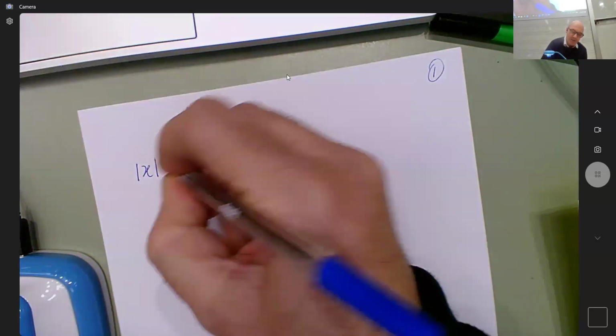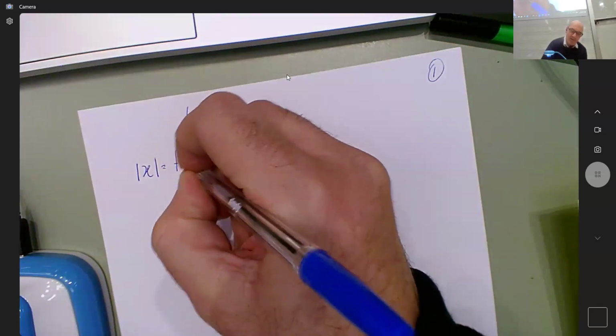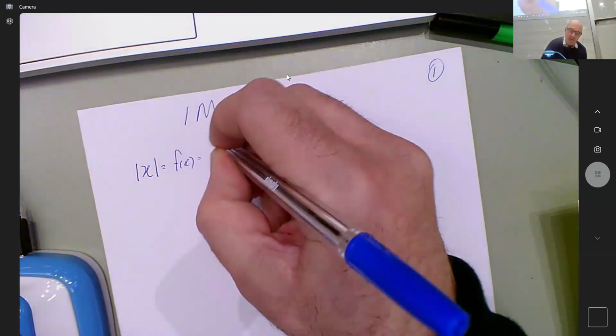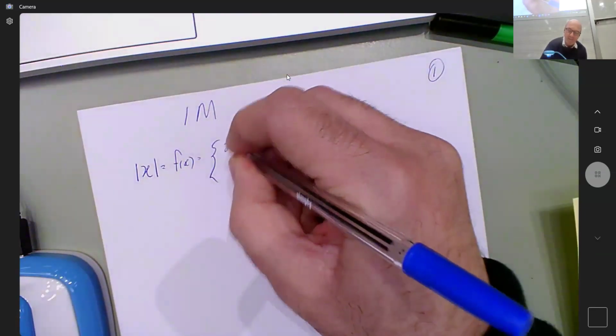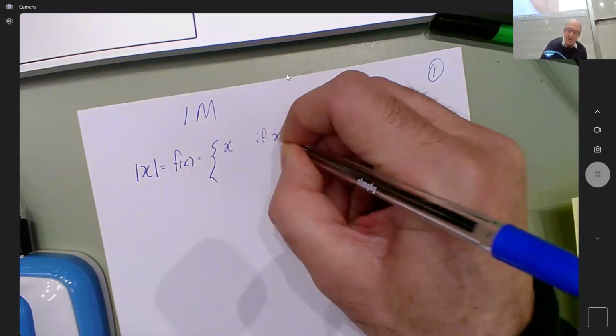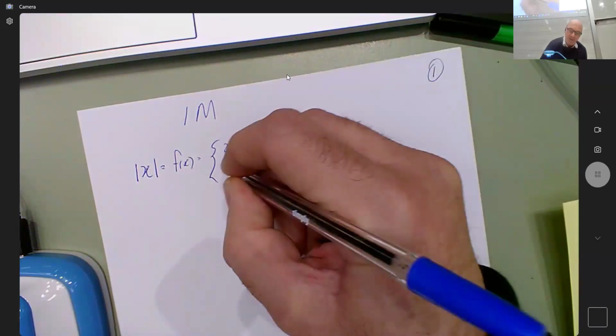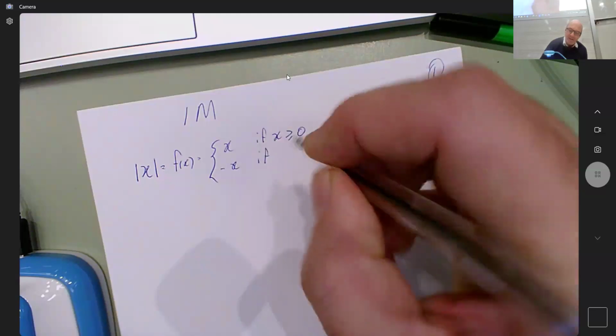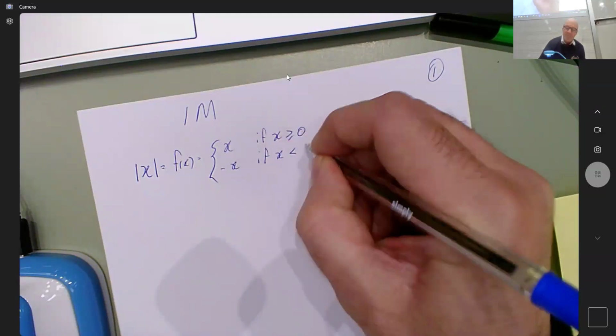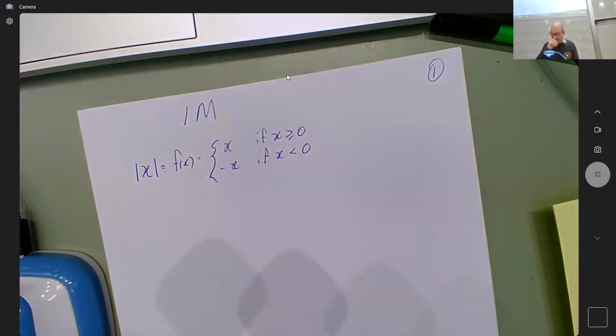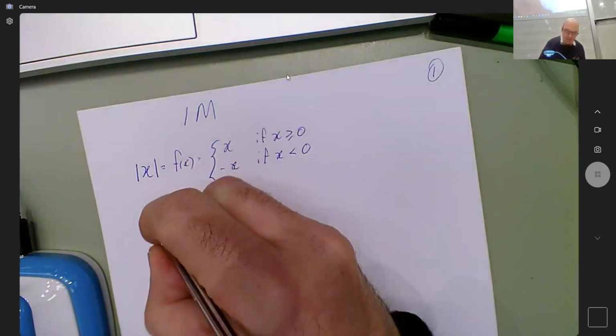All right, that's what we're going to call f of x for the purpose of this, and we are going to define it as x if x is greater than or equal to 0, and minus x if x is less than 0. Standard definition. You should all see that. That's directly from your notes. So let me define a g.